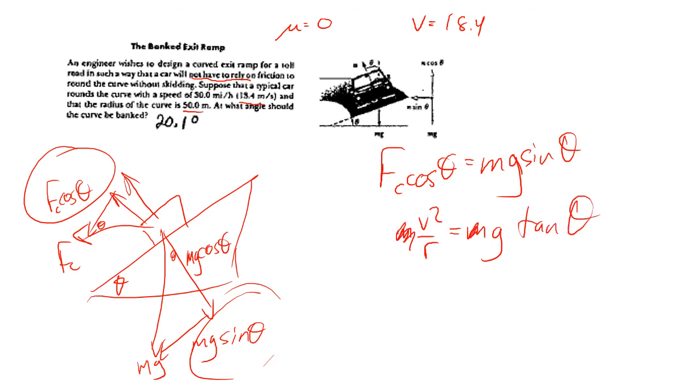v squared over r is equal to mg tan theta. Cross out the m's. Kick the g over. I'm cheating a little bit. That's fine. Okay, so v squared over gr. v is 18.4 squared divided by 9.8 divided by the radius, which is 50. So v squared over all that stuff is equal to 0.69. Nice. So we're going to do the arctan, and you're going to get 34.6 degrees. Hey, that doesn't match.